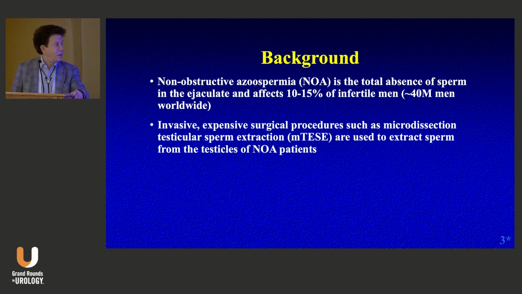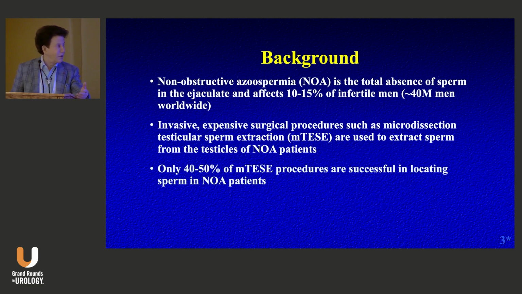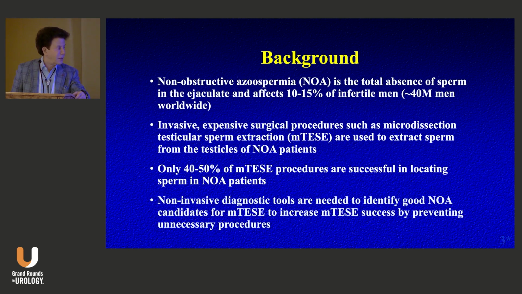Huge population. But if you look at the invasive, expensive surgical procedures such as microdissection testicular sperm extraction, what has to be done in the operating room with an operating microscope, used to extract sperm from the testicles of NOA patients, it's not that effective. Only 40-50% of the patients undergoing micro-TESE will really experience any significant amount of sperm that can be extracted. So a non-invasive diagnostic tool is really necessary to identify these men who are good candidates for these invasive procedures, to increase the success rate by preventing unnecessary procedures.